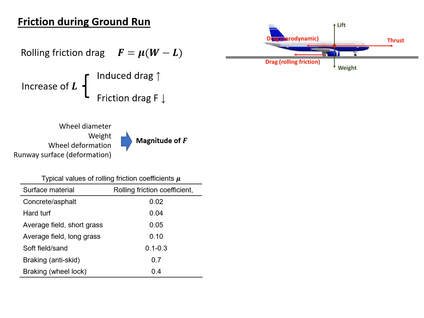Typically, some typical values of the rolling friction coefficient can be found in here. For example, if it's a hard surface like concrete, the rolling friction coefficient is very small, 0.02. But during the brake, we can see the last two rows, braking with anti-skid mechanism gives a very large mu, which is 0.7. And during the braking, if the wheel is fully locked, that only gives a 0.4 friction coefficient.